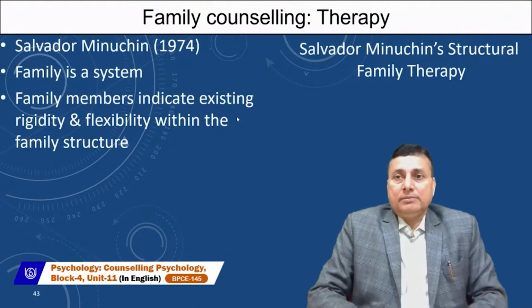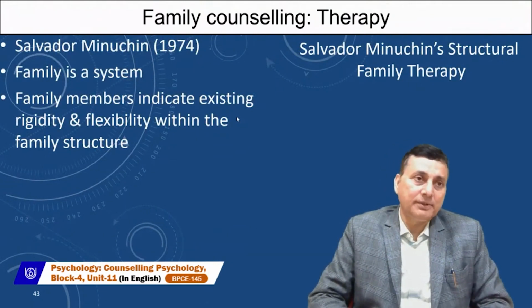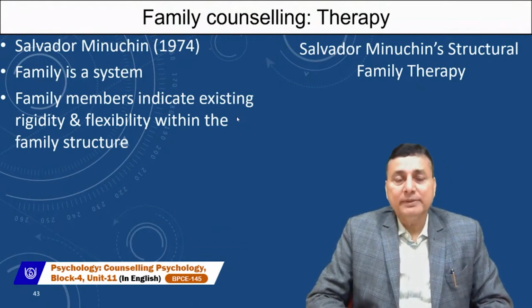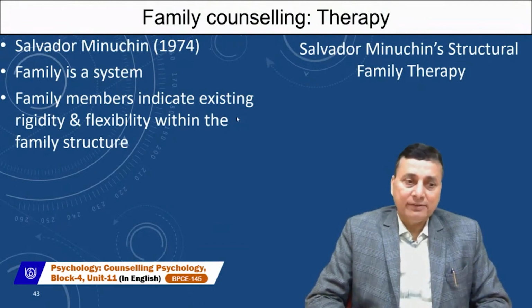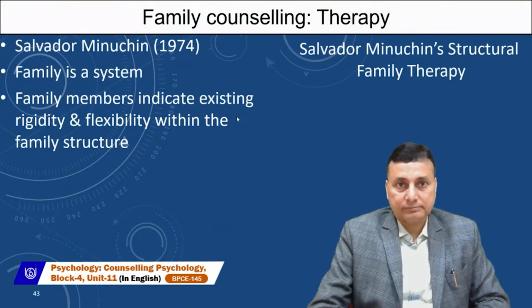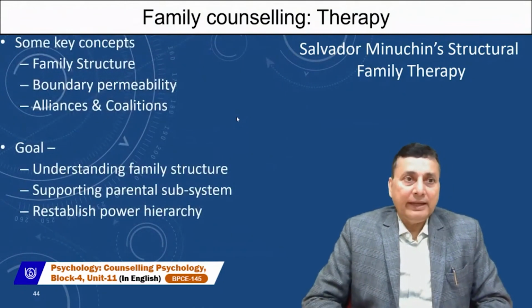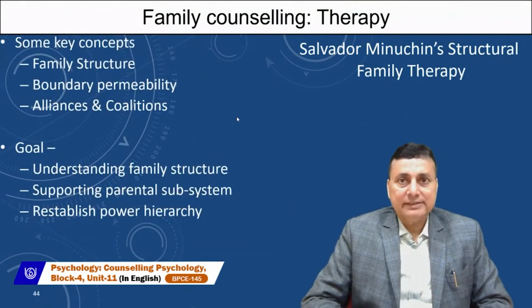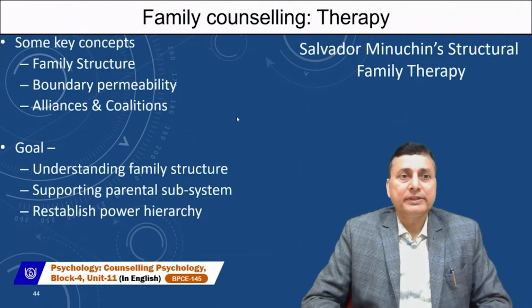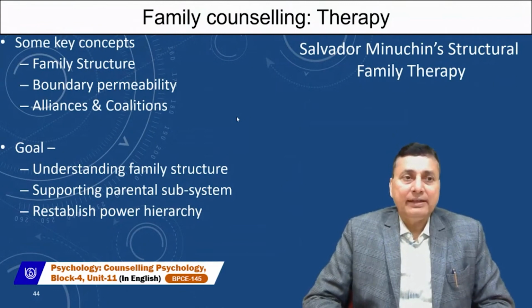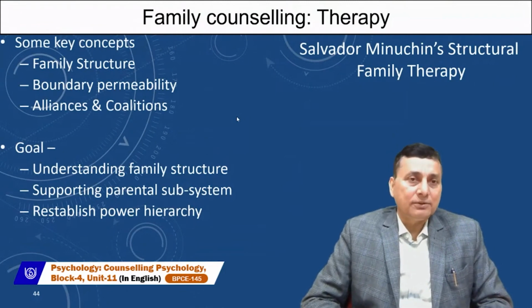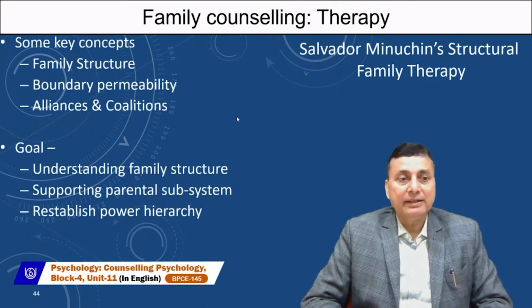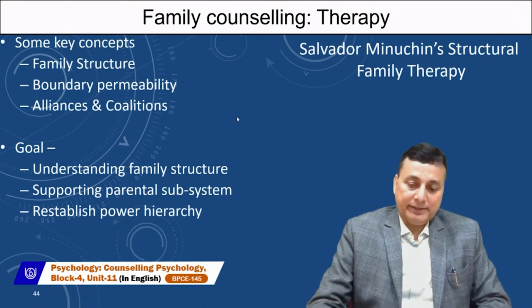So Salvador Minuchin's structural family therapy talks about family as a system. Family members indicate existing rigidity and flexibility within the family structure. Some key concepts are family structure, boundary permeability, and alliances and coalitions. The goal of this family counseling is understanding family structure, supporting the parental subsystem, and re-establishing the power hierarchy.